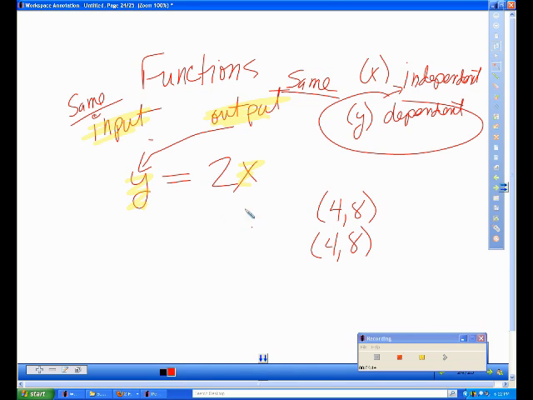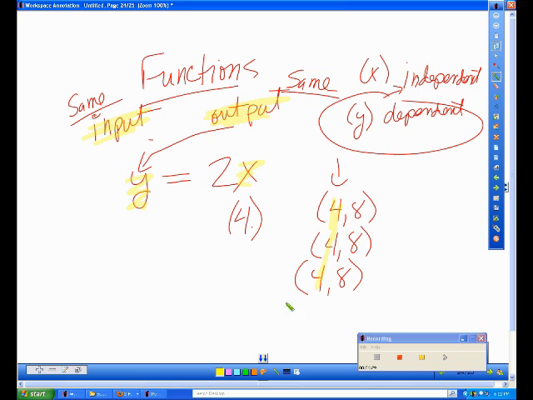Well, let me try it again, because maybe it'll be different this time. Let me try to put a 4 in again. See, 2 times 4, nope. Still 8. So this is why it's a function. If I put exactly the same input in, in this case, if I always put in 4s, I'm always going to get out an 8.